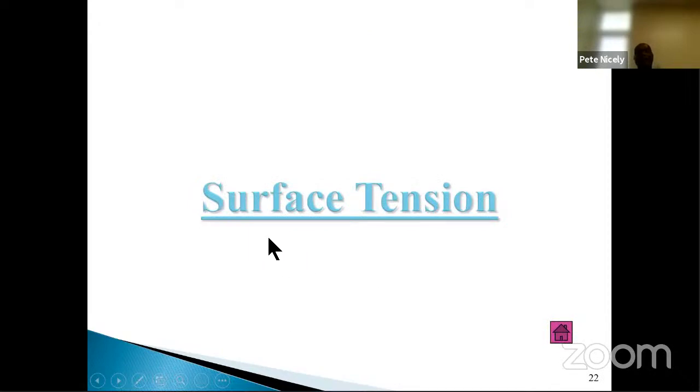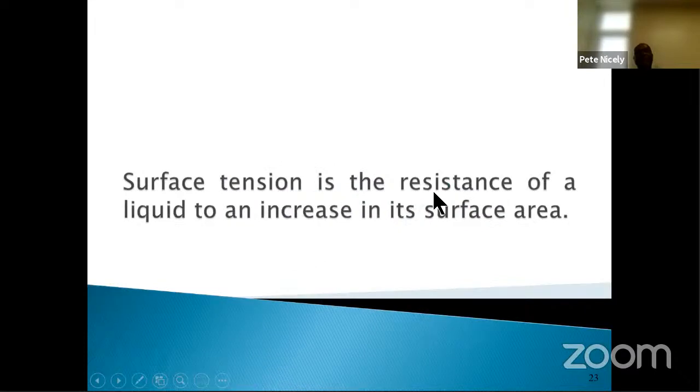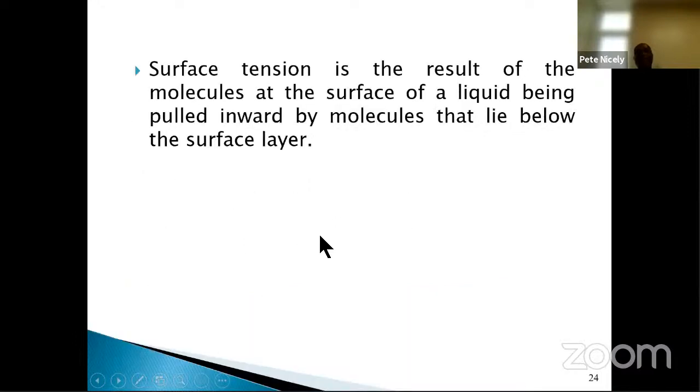Another term I want to talk about here, which is related to the intermolecular forces between molecules in a liquid, is this concept called surface tension, which is the resistance of a liquid to an increase in its surface area. Now, that is related to the attraction between molecules, especially the attraction of the molecules below the surface of a liquid to the molecules at the surface of a liquid. So as stated here, the surface tension is the result of the molecules at the surface of a liquid being pulled inward by the molecules that lie below the surface layer, right? So basically what we're talking about here is that the particles that are below the surface will have an attraction for the molecules on the surface.